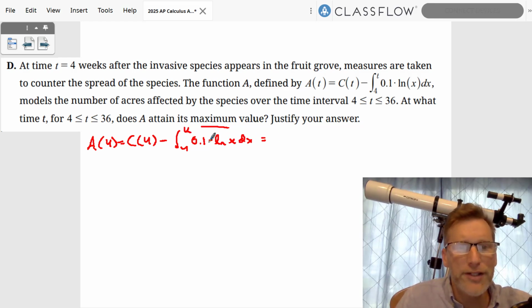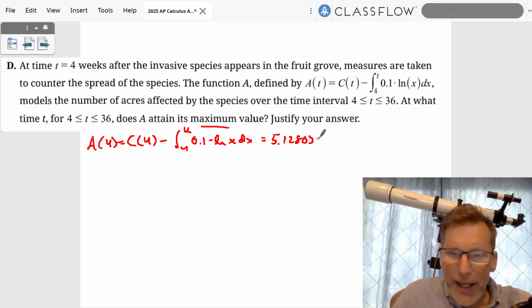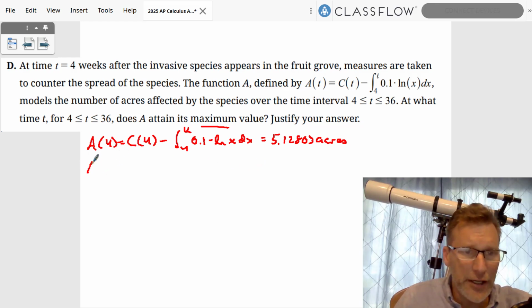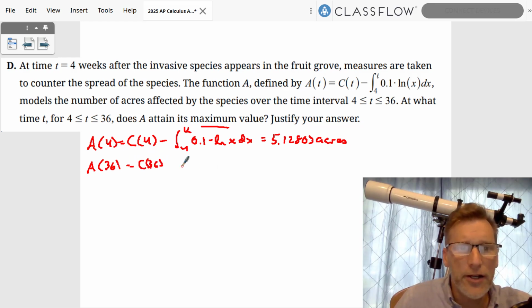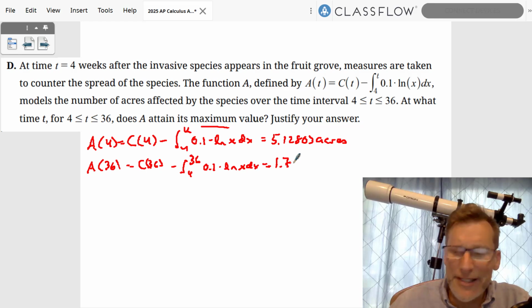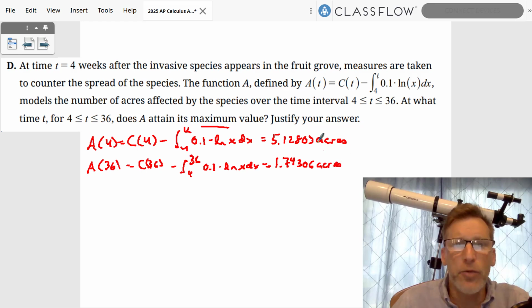And you can see from 4 to 4 is 0. That area is 0. So C of 4 in your calculator ends up being 5.12803 acres. And that is how many acres are being affected at 4 weeks. Well, we want to try the other endpoint. So A of 36, which means we're doing C of 36 in our calculator, minus the integral from 4 to 36 of 0.1 times natural log of x dx. And we end up getting for this 1.74306 acres.